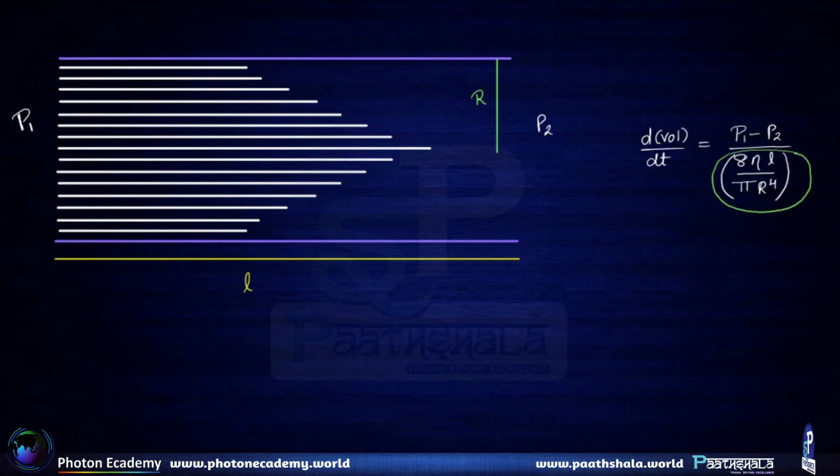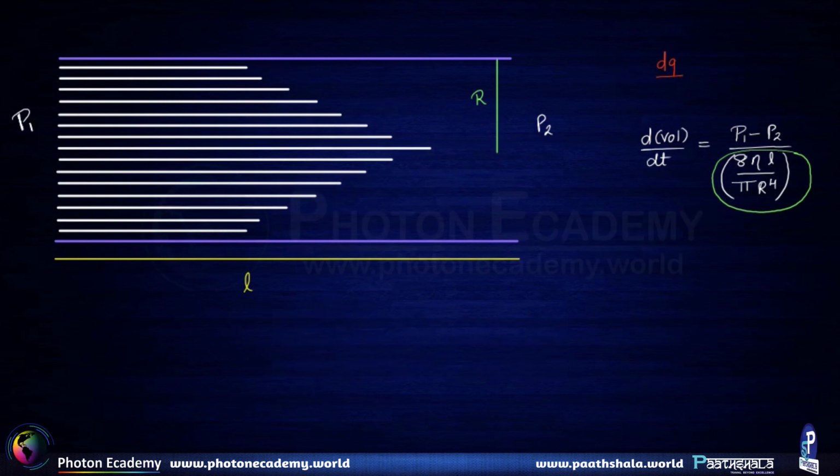So if we analyze this equation and compare it with the equation of current flow, which is namely dq by dt is equal to delta V divided by R, we can see that R is the resistance to the flow of current.